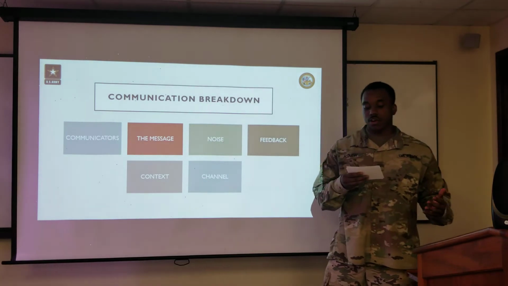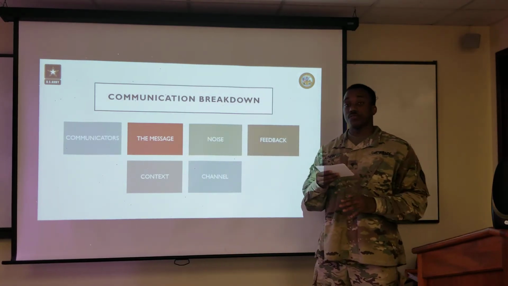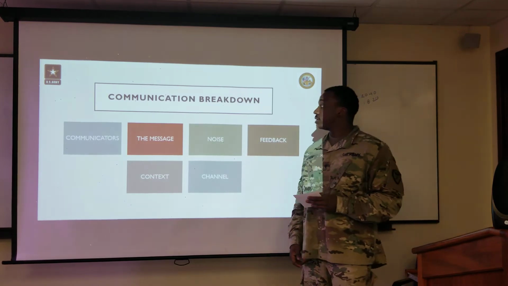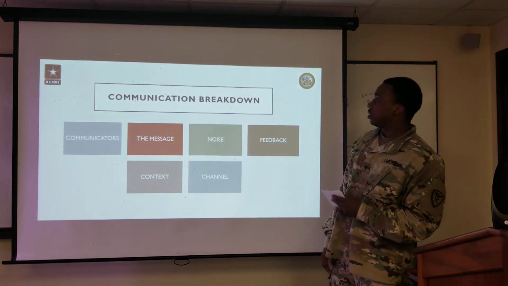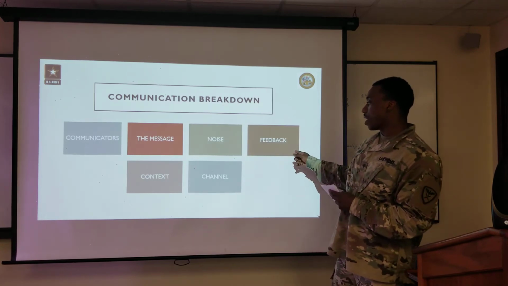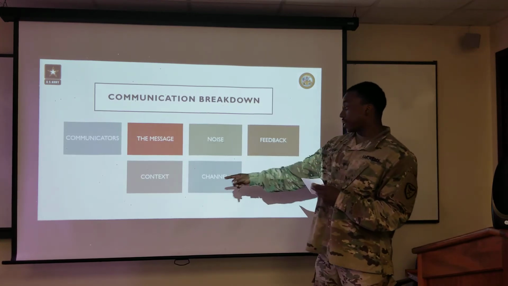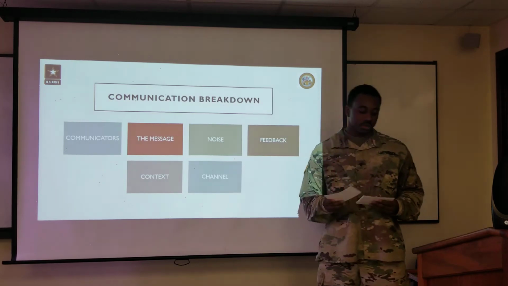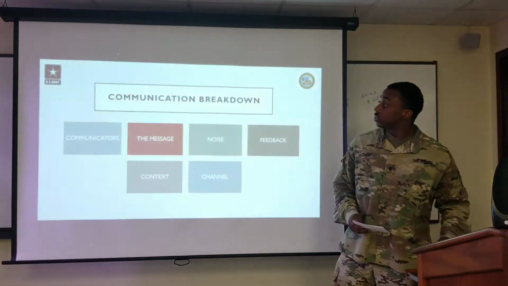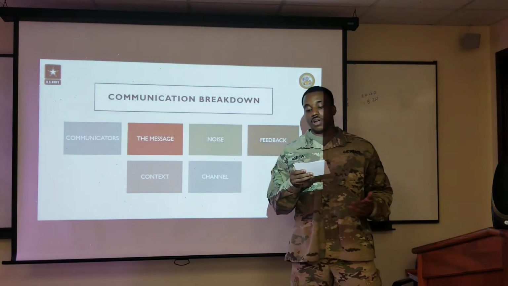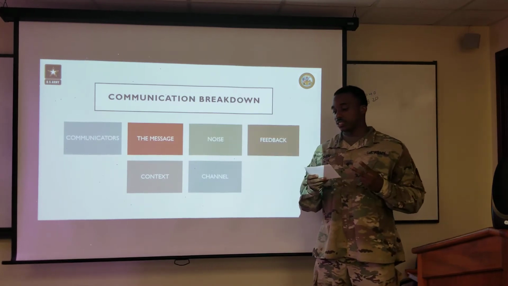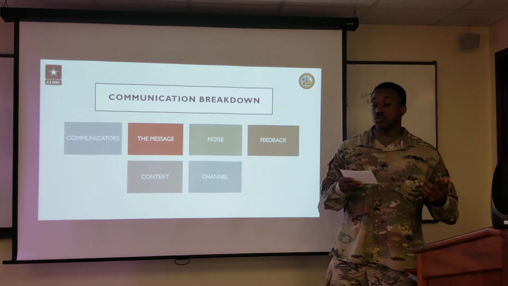Concerning the breakdown of interpersonal communication, there are specific components implicated, and they are listed on the screen. We have communicators, the message, noise, feedback, context, and channel. And we will start with communicators. Communicators are described as the sender and the receiver. There should be a minimum of two entities, one delivering the conversation and another who obtains the message.